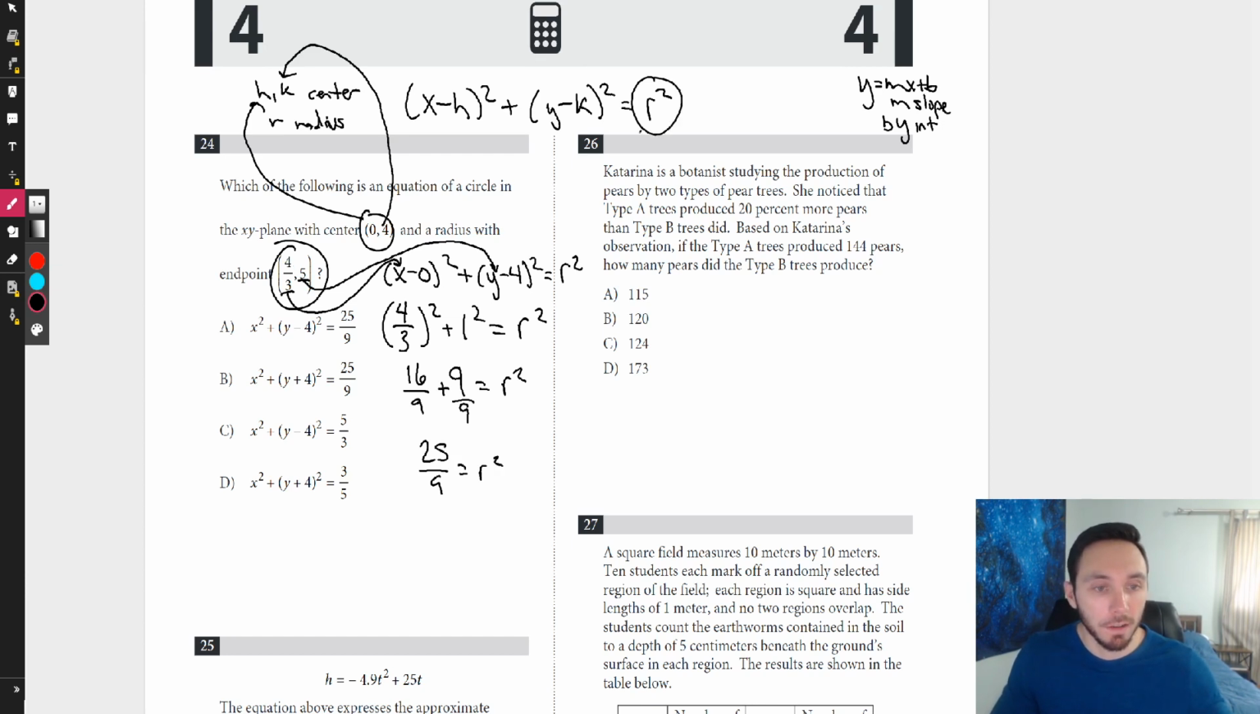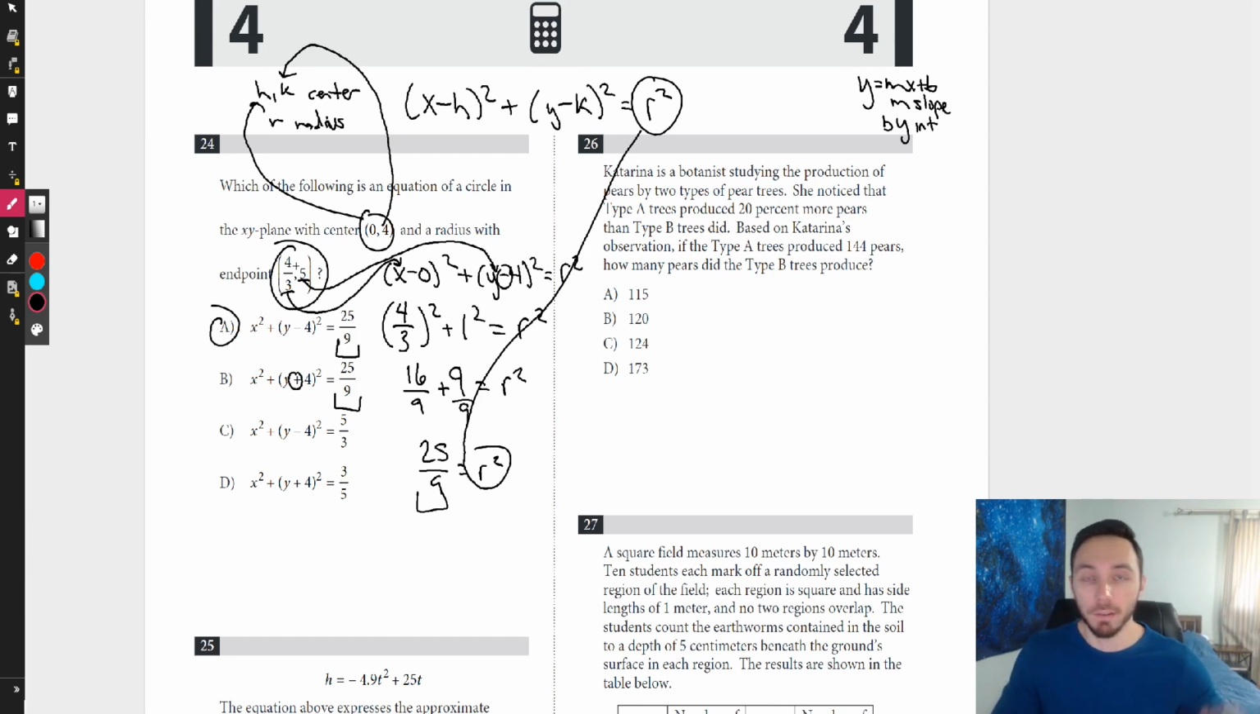And I don't even have to solve for r because within the equation, it's r squared. So I just need the choice with 25 over 9. Looks like I have 2 of them. But you can't fool me. B has a plus here, and we definitely wanted that minus. So choice A is the winner for 24.